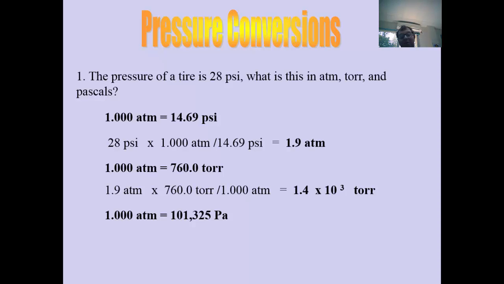And finally we have the Pascal. Okay, so 1 atmosphere is equal to 101,325 pascals. And again, 28 psi is equal to 1.9 times 10 to the 5 pascals. So just be aware there's some different units out there, but in the IB we'll be using newtons per meter squared, often described as Pascal.